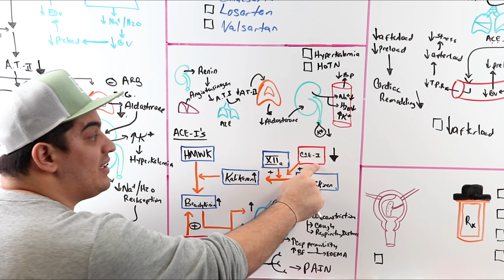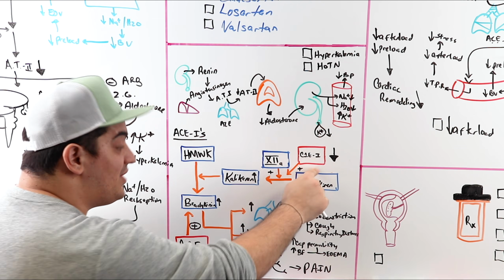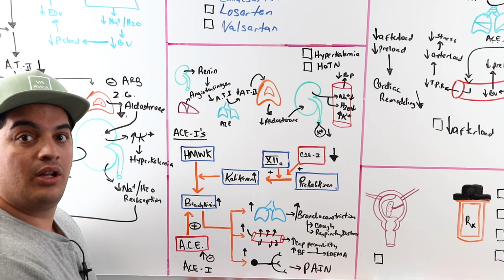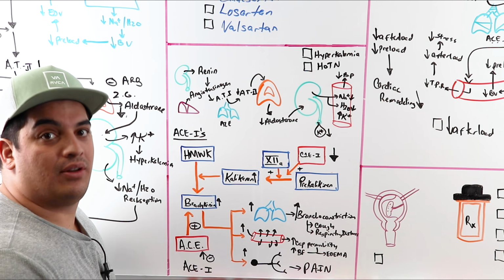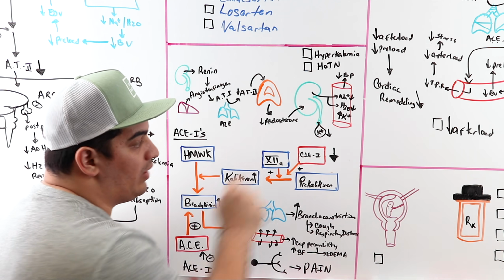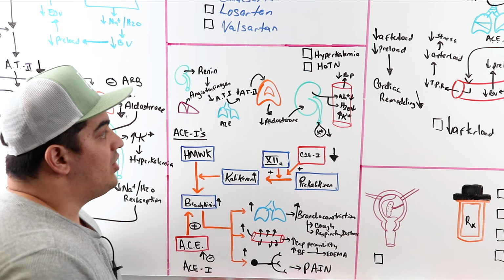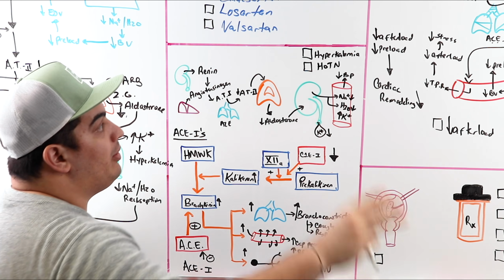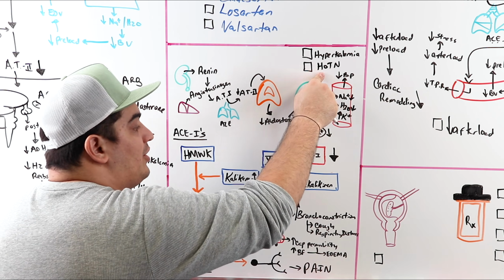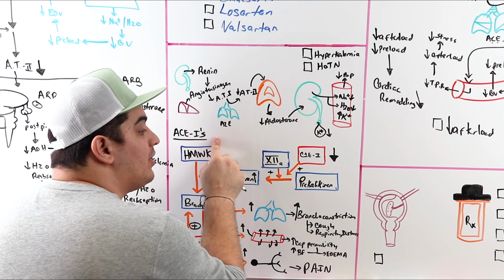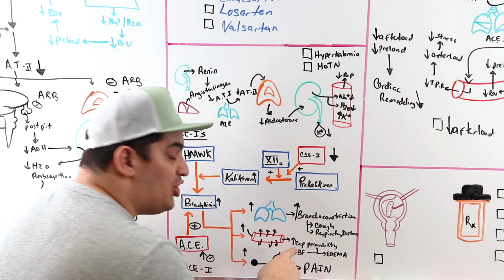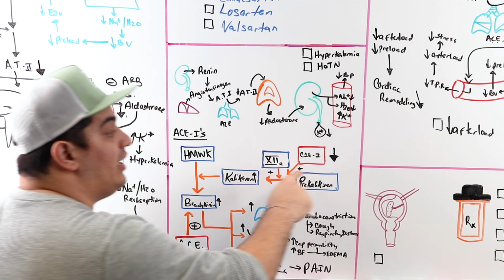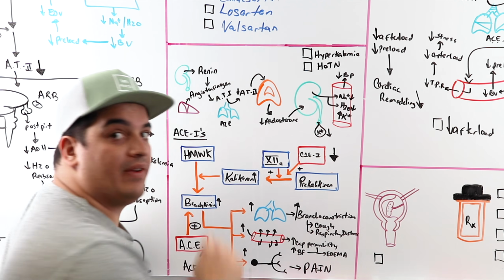Now, if someone has a C1 esterase inhibitor deficiency and they're on an ACE inhibitor, could you imagine how severe this could be? That's a potential contraindication of the drug, is someone having a C1 esterase inhibitor deficiency. So, big side effects that I want you to remember: hyperkalemia, hypotension, and with ACE inhibitors, it can lead to cough or angioedema, and it's contraindicated in a C1 esterase inhibitor deficiency.